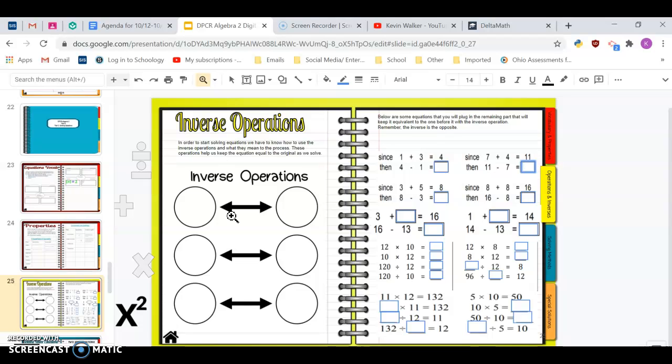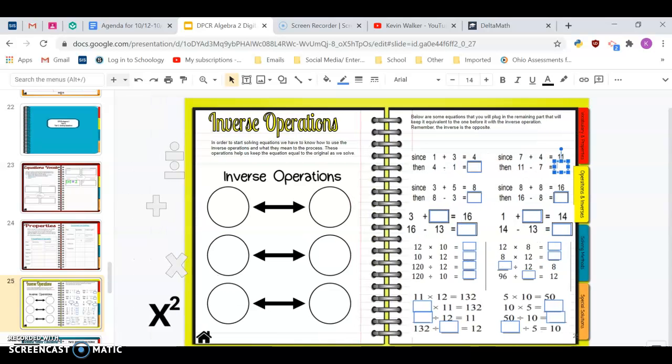Over here on the left, we have a little diagram so that you're able to really solidify what's what. And over here on the right, we have a couple of examples of inverse operations that you are going to fill in. You are going to need to take them and drag them into one of these circles. What is its opposite? That's probably not the best way to say that, but yeah.